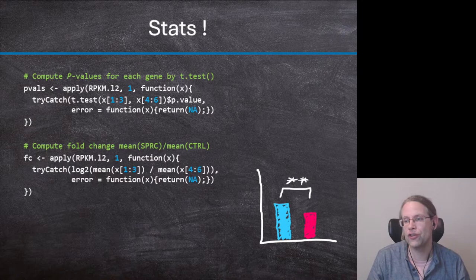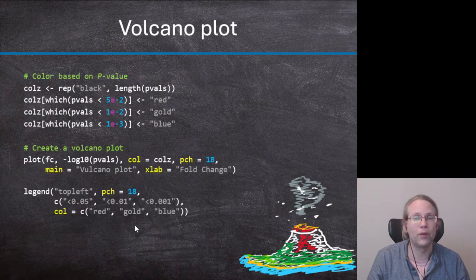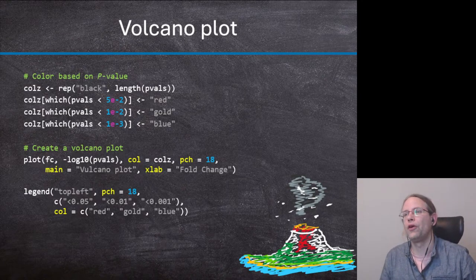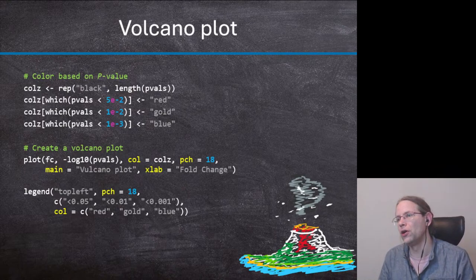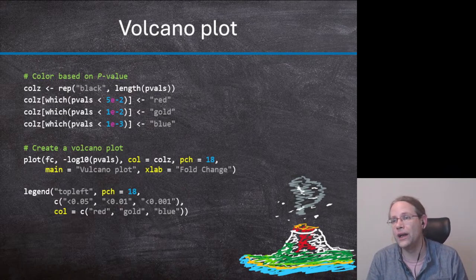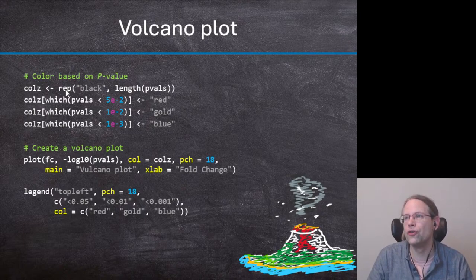We've computed our statistics, and now we can make our beautiful volcano plot. For the volcano plot, I'm going to use the p-values to color the points, because I have 3 levels of significance. First, I make a vector which contains the word black for every gene, because I want black dots for my volcano plot. But then, if the p-values are below 0.05, I'm going to make them red. If they are below 0.01, I'm going to make them gold. And then the really highly differentially expressed genes, below 1 × 10⁻³, so 0.001, I'm going to make those blue.